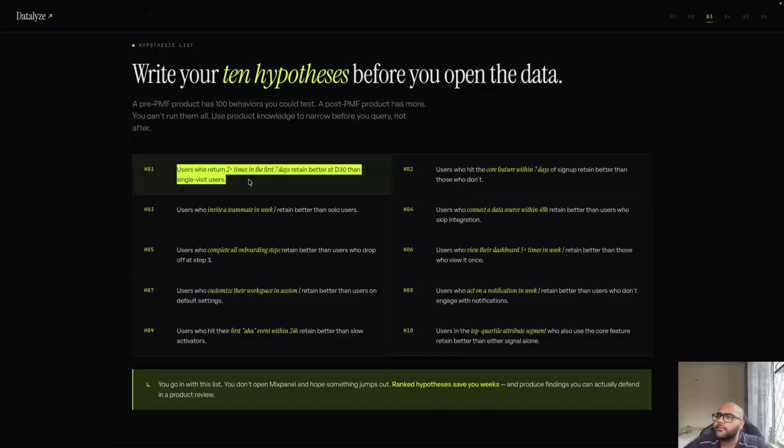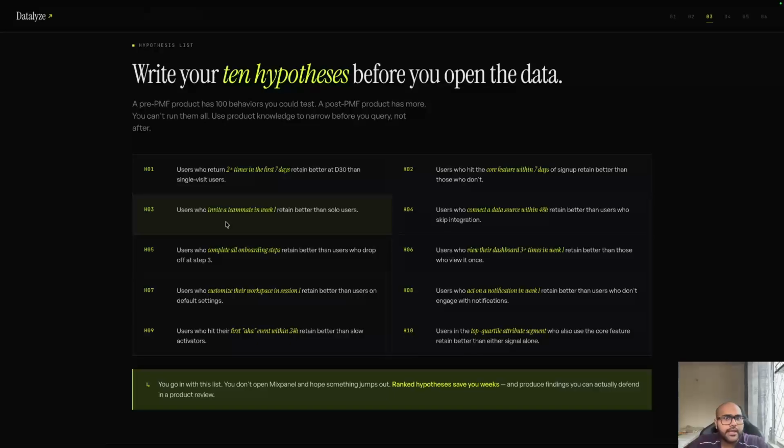So for example, one of them is maybe people who return more than 2 times in the first 7 days, they actually retain much better at day 30, right? Or maybe people who invite a teammate in week one retain better. People who complete all onboarding steps and do not skip any retain better, right? People who hit their first aha event within 24 hours retain better than people who do it after 24 hours or who don't do it at all, right? And so you can come up with multiple hypotheses.